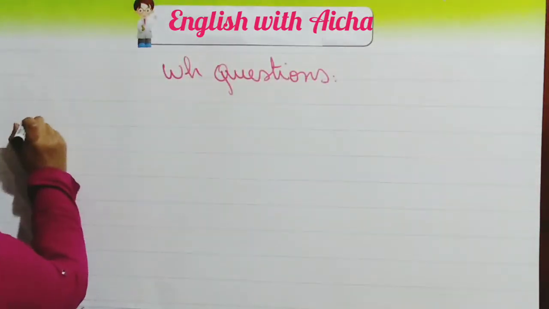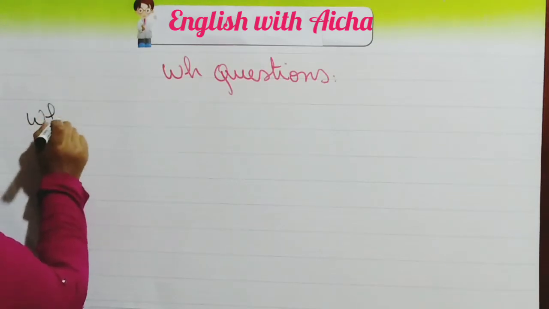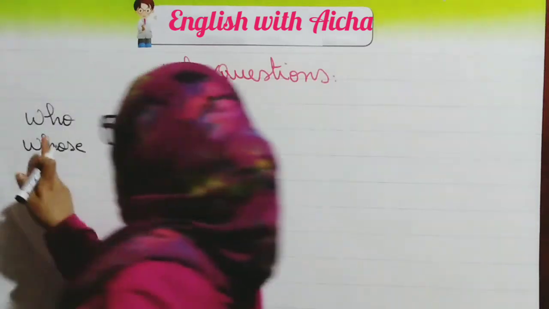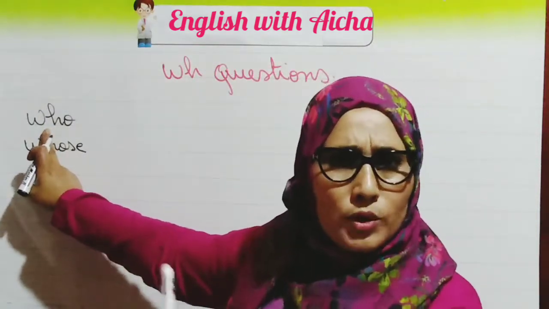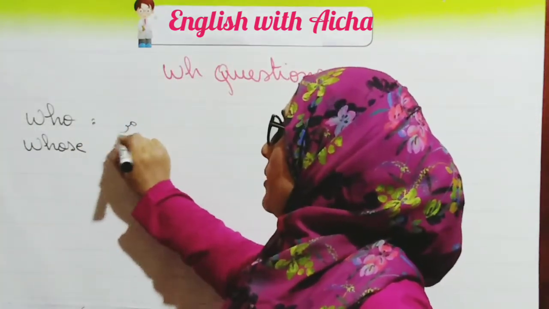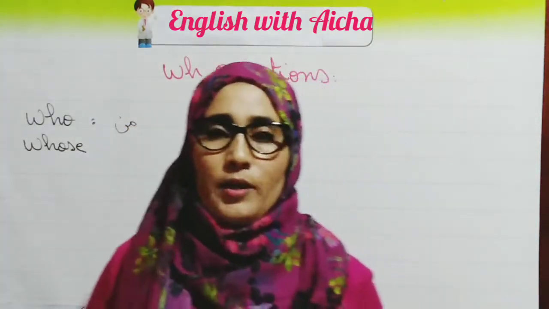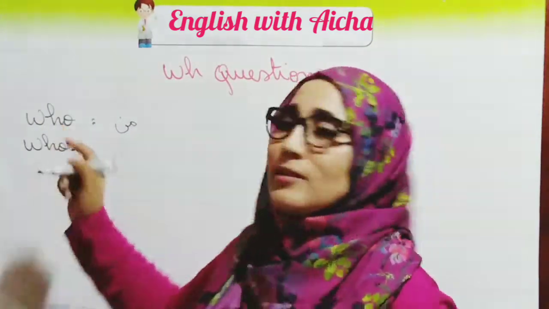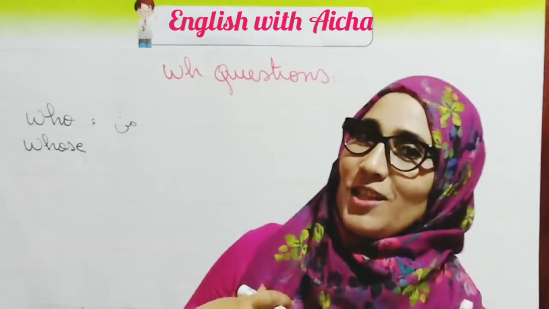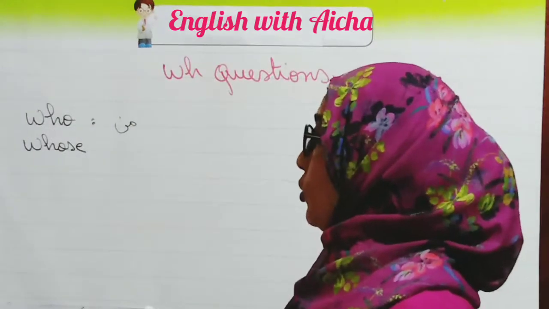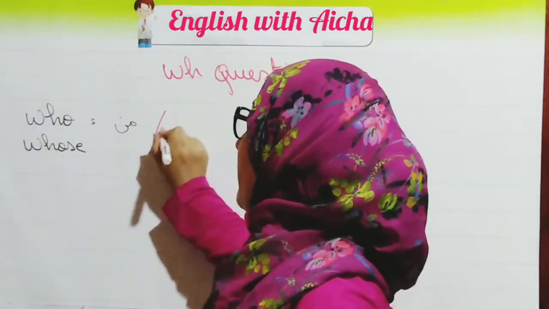Let's go. First we have who. Who is he? So, who means in Arabic, من. Okay? Who is your best friend? Who is your dad? My dad is Salah. And you ask about someone. So here we use who to ask about a person.